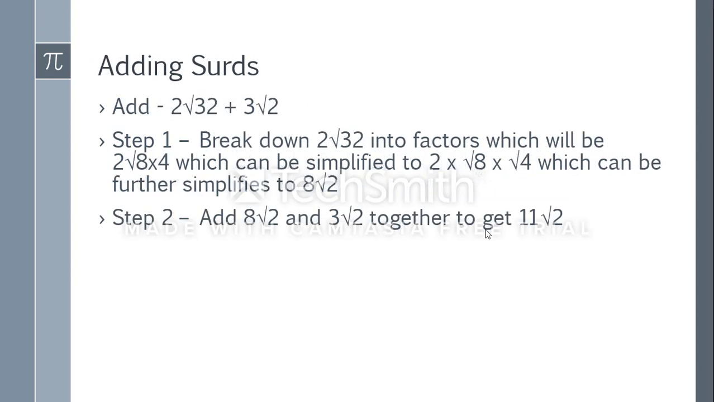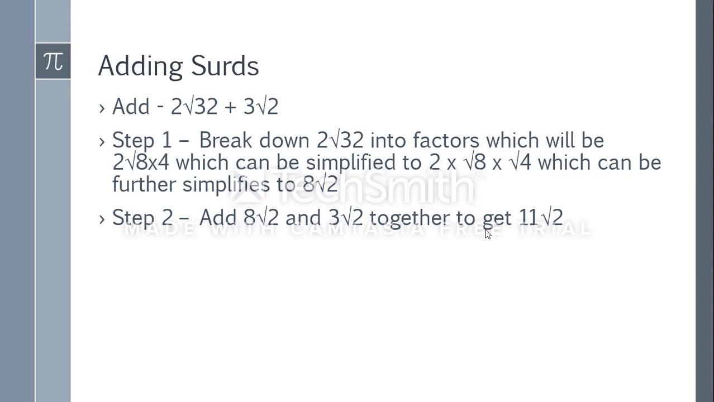Adding surds, 2 root 32 plus 3 root 2. So we have to do the same thing that we've done throughout the problem. So we have to simplify 2 root 32 into factors, which will be 2 root 16 times 2, which can be simplified to 2 times root 16 times root 2, which can be further simplified to 8 root 2.